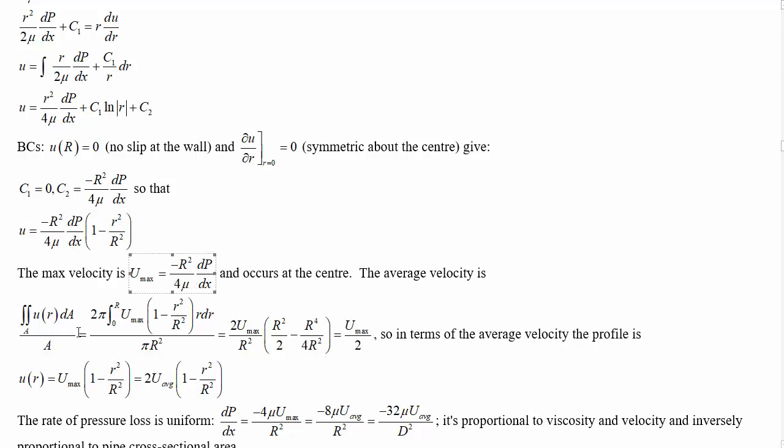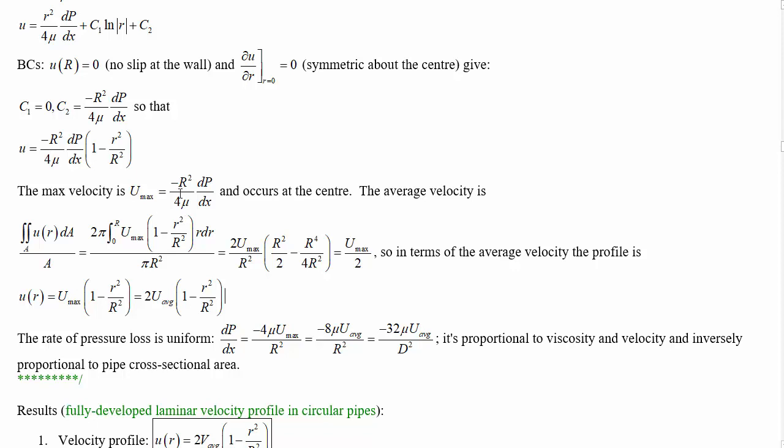So integrating after we've made that substitution, we end up with u max over 2 as the average. Neat. So in terms of the average velocity, the velocity profile is the max velocity times 1 minus r squared over big R squared, or 2 times the average velocity, 1 minus r squared over big R squared. Whether you feel like using the max velocity or average velocity, this would be the velocity profile. Average velocity is going to be more convenient for us most of the time because that one's easier to turn into the flow rate just by multiplying by the cross-sectional area.